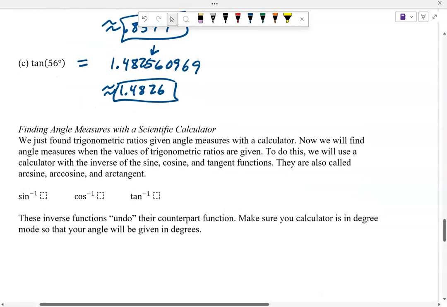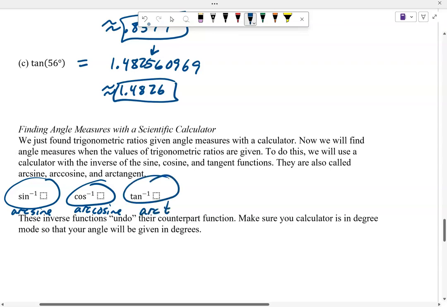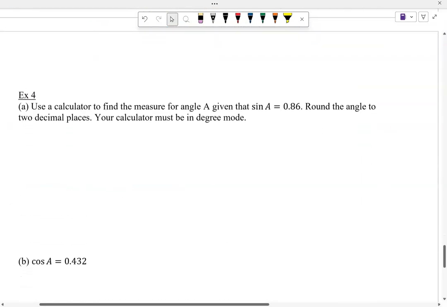Now, we're also going to find angle measures when the values of the trig ratios are given. So we're going to have to use what's referred to as the inverse of the sine, cosine, tangent. This is the inverse of the sine, also referred to as the arc sine. This is the arc cosine. This is the arc tangent. Again, you can say the inverse of the tangent, cosine, or sine. They will undo each of those respectively.